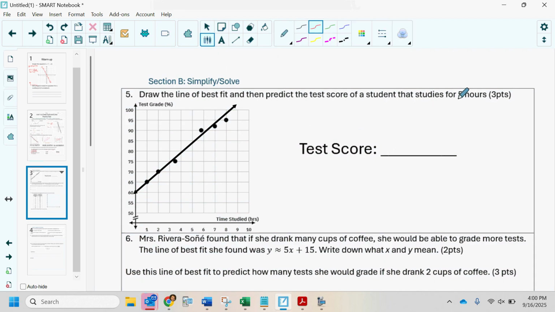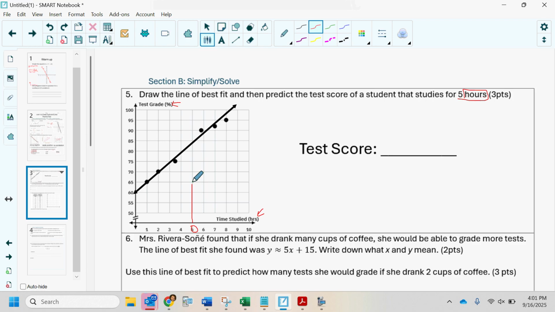And so you see how we have 5 hours? Keyword hours. Always look at the axes for the units. So in this case, we have hours. So even if you don't know what this question is asking, like you don't know what the context is, you can use the units to help you find it. So we want 5 hours, so we're going to go on the hours. We're going to go to 5.